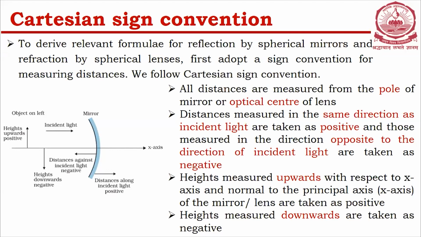Similarly, the heights of an object: suppose you are keeping an object, if it is upwards with respect to the x-axis, taking this first arrow as an object, it is positive. If the heights are measured downwards, it is negative. These are the basic sign conventions required to get the mirror equation, lens maker's equation, and refraction at spherical surfaces. This is the Cartesian sign convention. Hope it's clear.